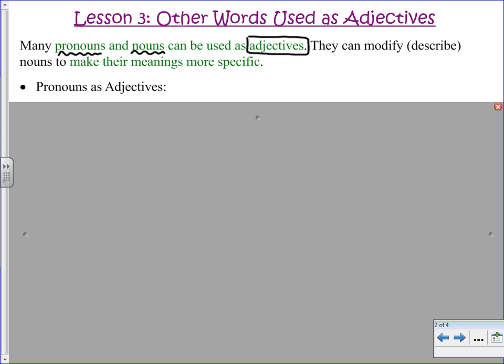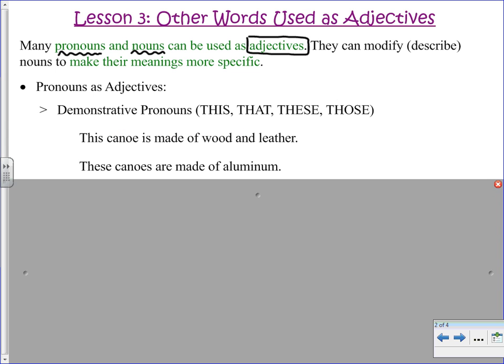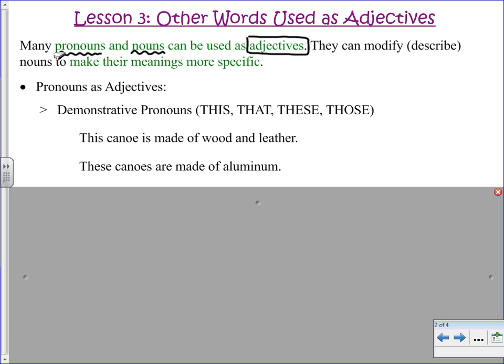So we're going to talk about pronouns used as adjectives first. We actually have 3 different types of pronouns that can be used as adjectives. The first type of pronoun that can be used as an adjective are demonstrative pronouns. If you remember, we have 4 of them: this, that, these, and those. These demonstrative pronouns actually are used to point out different nouns, but in this case, they're going to act as adjectives because they're going to be modifying or describing a noun and pointing out and saying which one or which ones. So in our first sentence, this canoe is made of wood and leather.